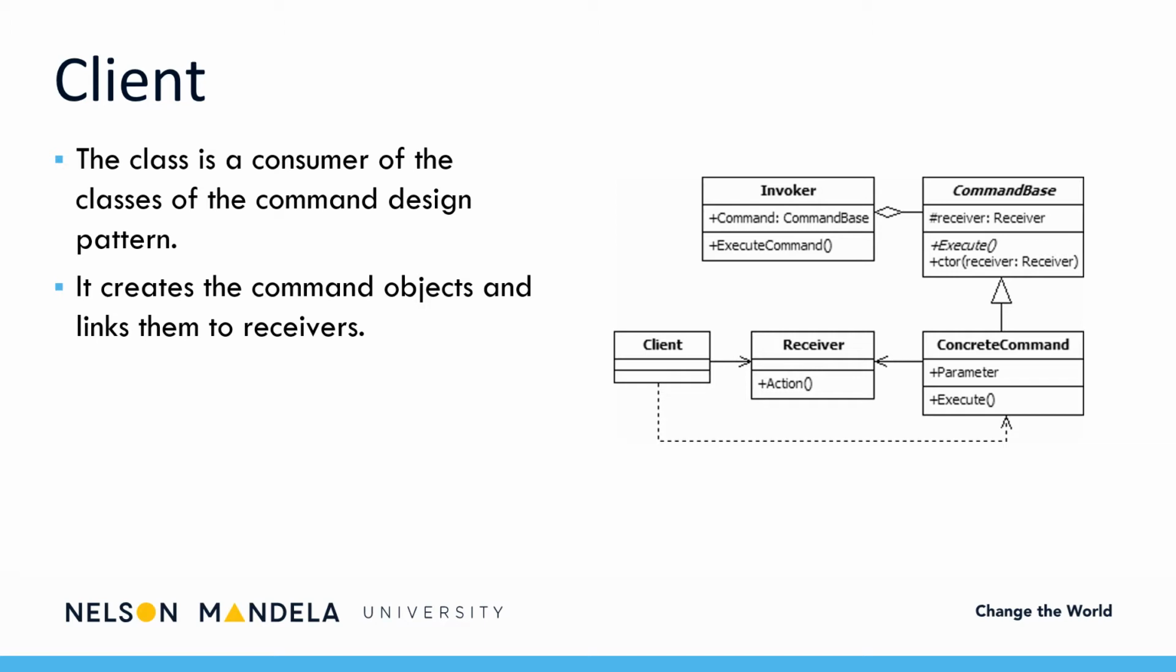Now the client is just the consumer of classes of the command design pattern. It is going to create the command objects and link these to your receiver. You're going to see that the actual command interface is here, and this command interface is going to have a number of command objects that should be executed by your invoker. So this is the client in your command pattern. You're going to look at the various classes of the command pattern and see how these work.